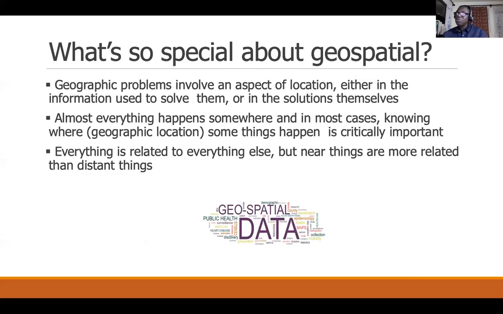So what's so special about geospatial technology? There are three reasons. Number one, geographic problems involve an aspect of location, either in the information used to solve them or in the solutions themselves. Two, almost everything happens somewhere, and in most cases, knowing where geographic location happen is critically important. Three, everything is related to everything else, but near things are more related than distant things.